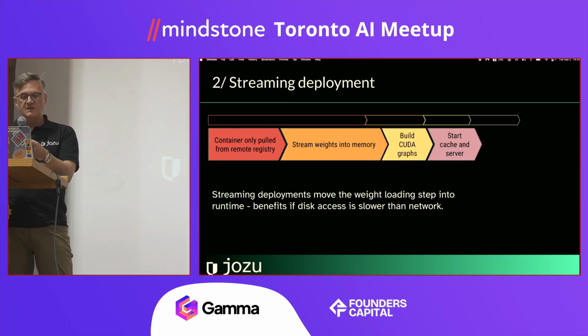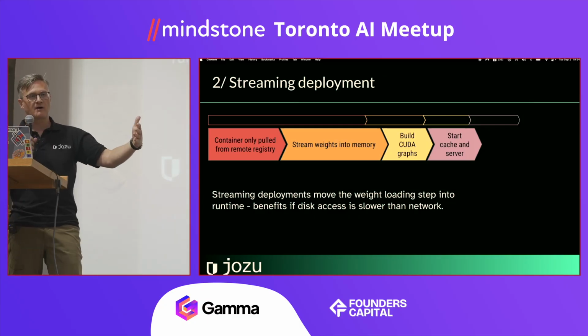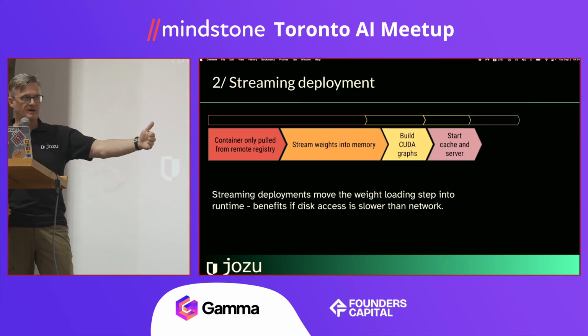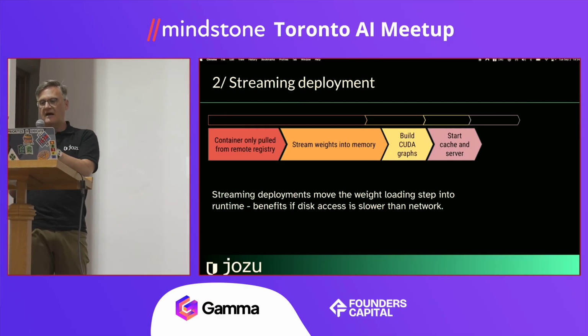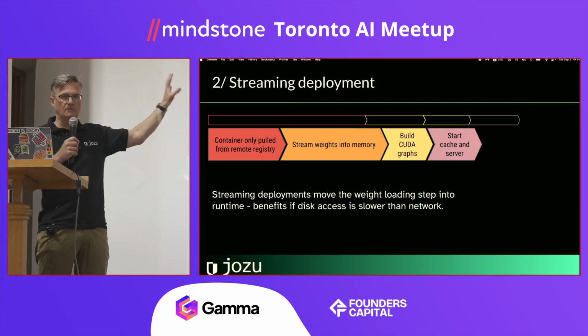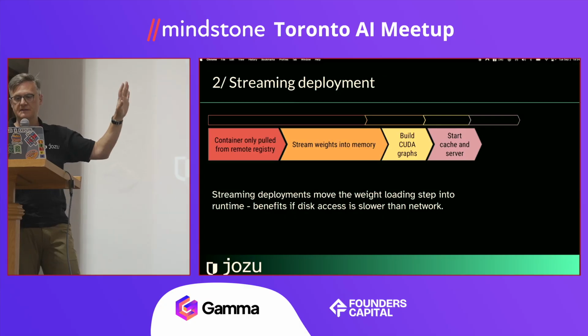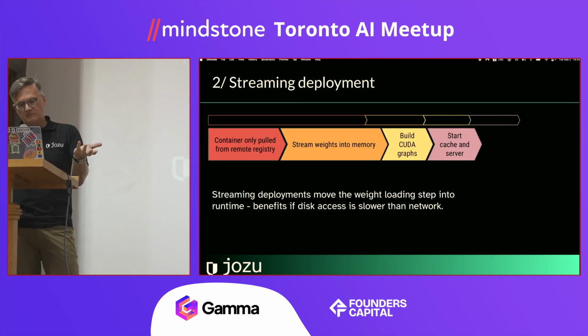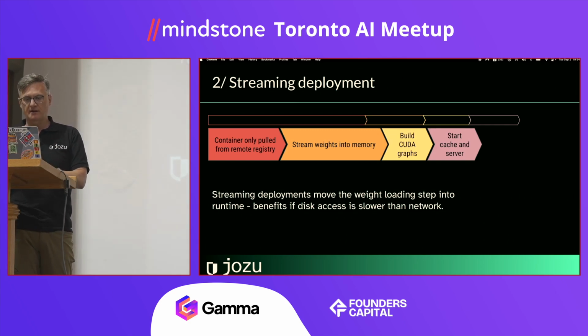Now, you can see the container pull time was reduced significantly, but the problem is you trade off into a lot more time that it takes to stream those weights into memory. So the CUDA graphs and the starting of the cache server are roughly the same. And this is obviously not moment perfect, but roughly where things land. Overall, it's better, but it's not massively better.